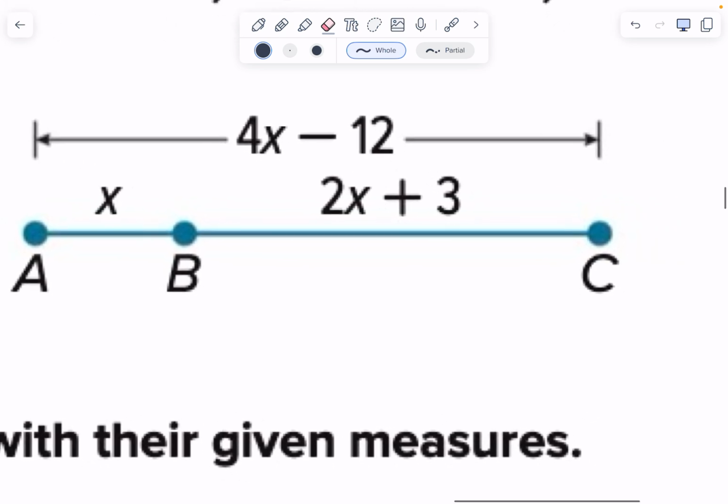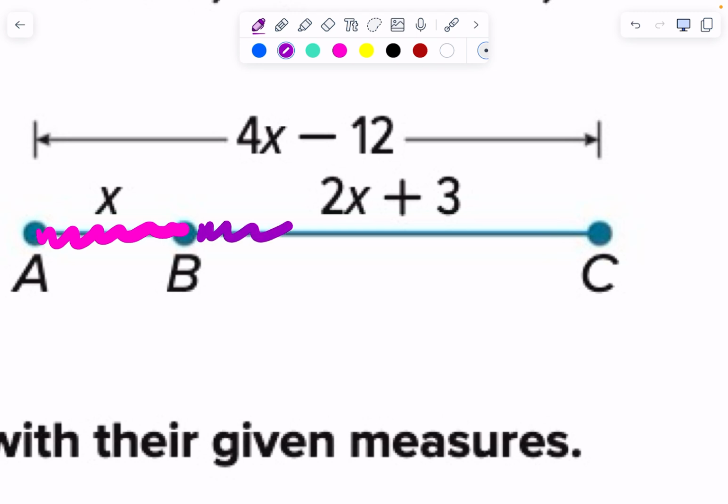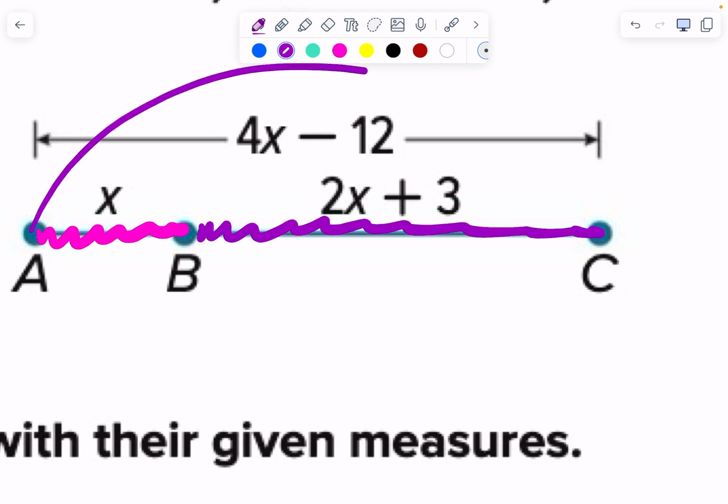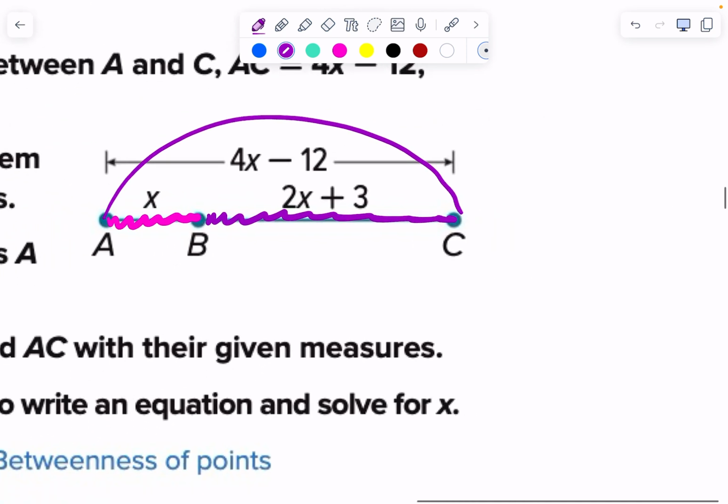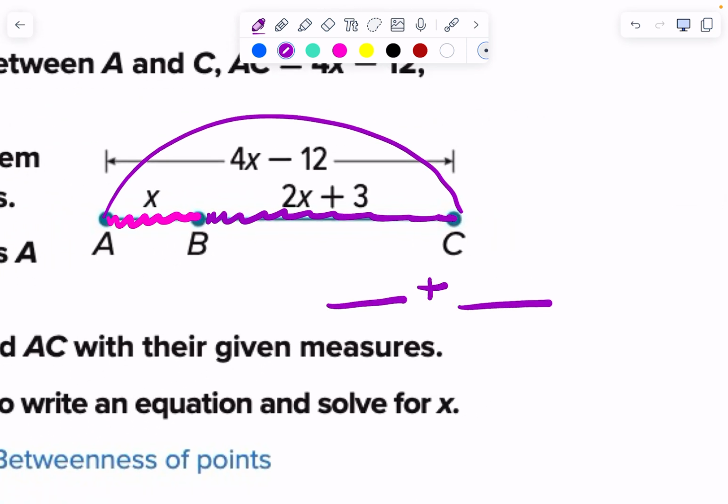Okay, so looking at this diagram, AB is just this unit long, and that is x, right? We don't know what x is, but we know that's how far AB is. BC is 2x plus 3, and then the whole thing is 4x minus 12. How do I do this? Okay, the small piece plus the other small piece makes the big piece, right? So this is how we're going to set it up. One of the small pieces was called x. Another small piece was called 2x plus 3. And the whole piece is called 4x minus 12, and then we solve for x, okay?